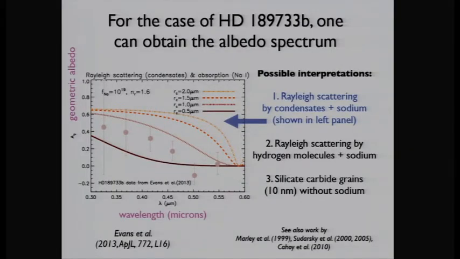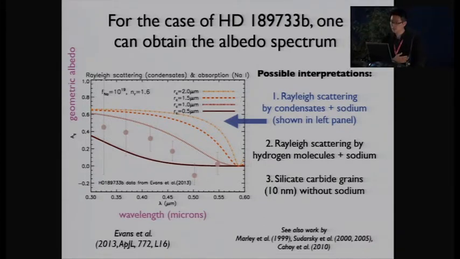The interpretation which was presented in the paper, which I show in blue in the panel, is Rayleigh scattering by condensates of unknown chemistry. You can specify the refractive index, but that doesn't always tell you what the composition is because it's weakly dependent on the composition.